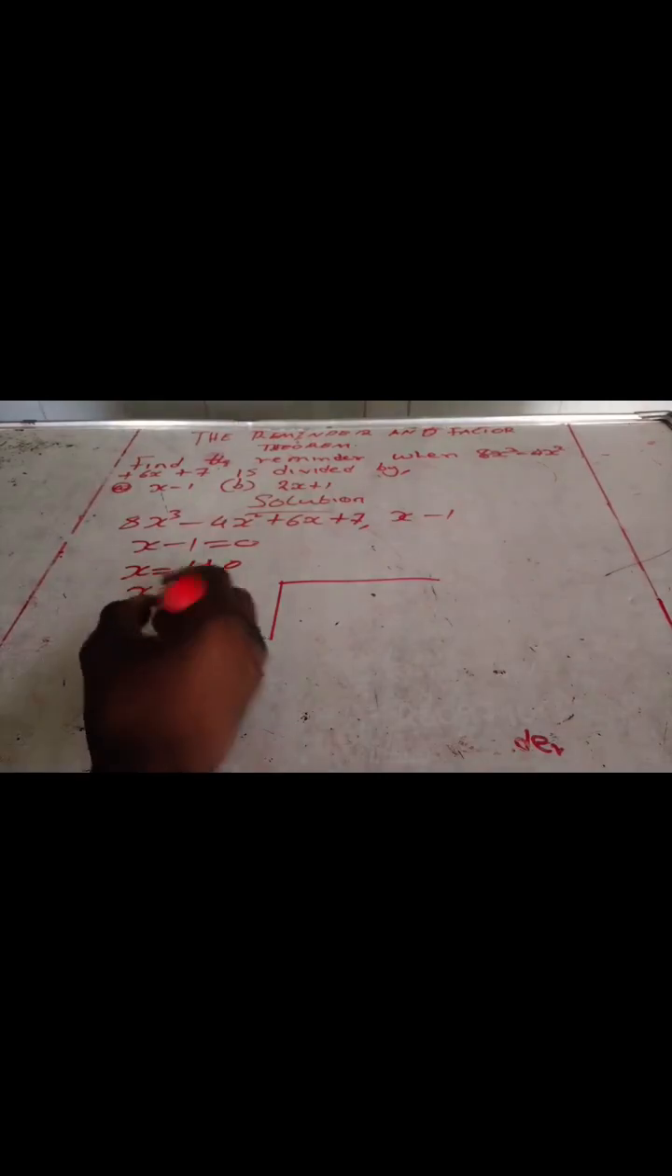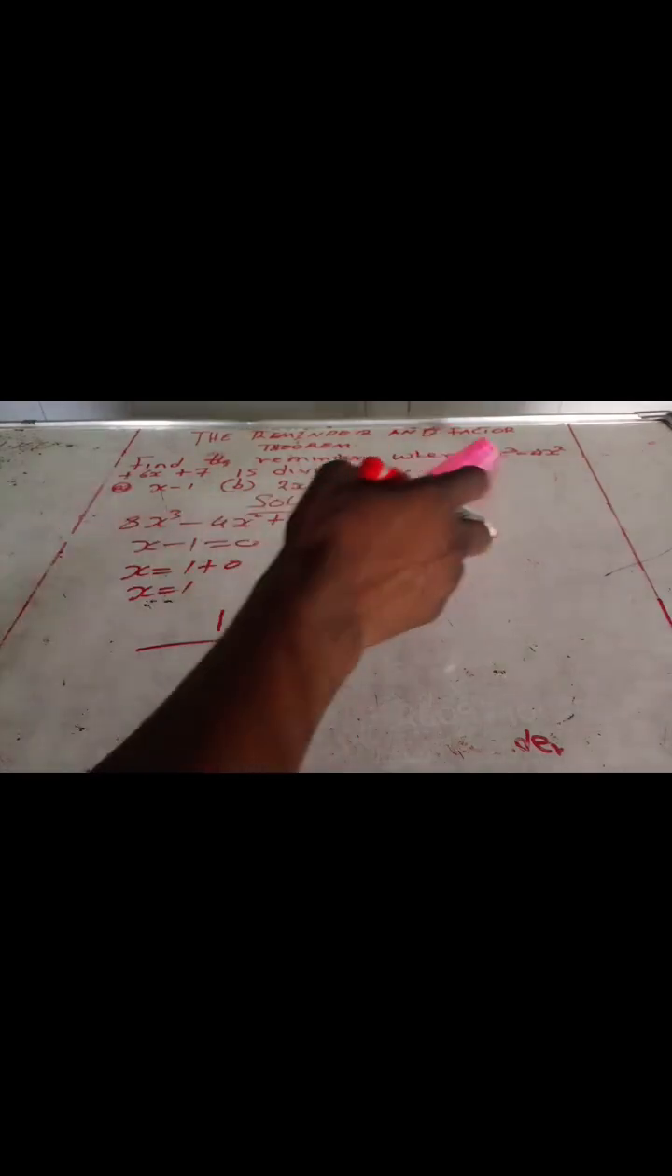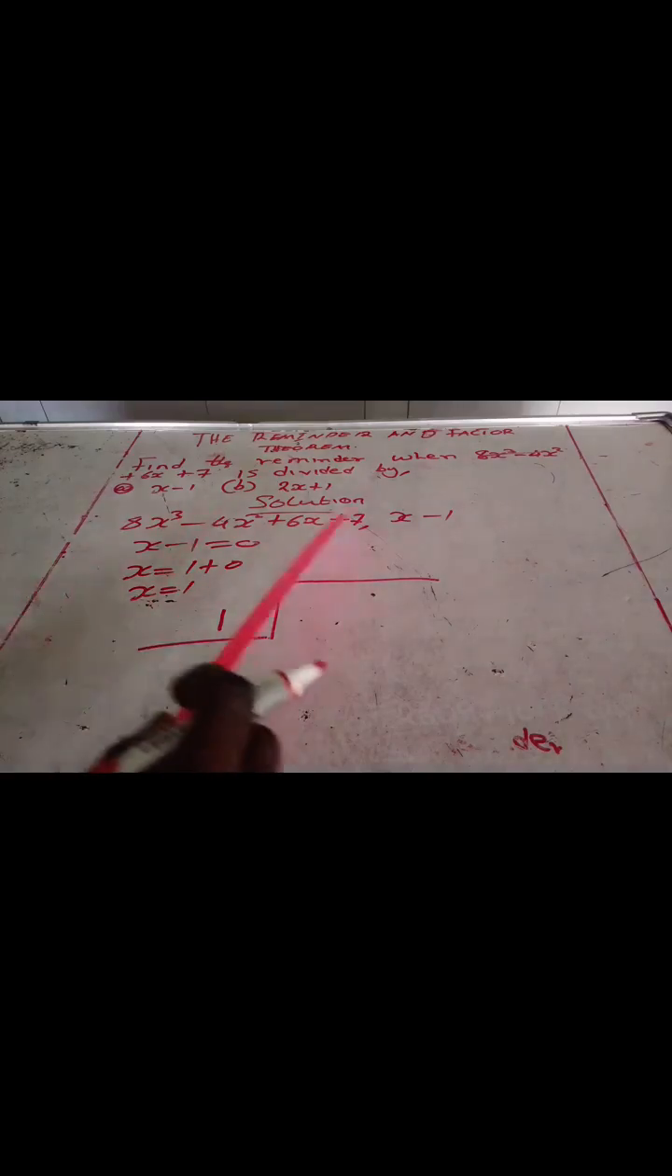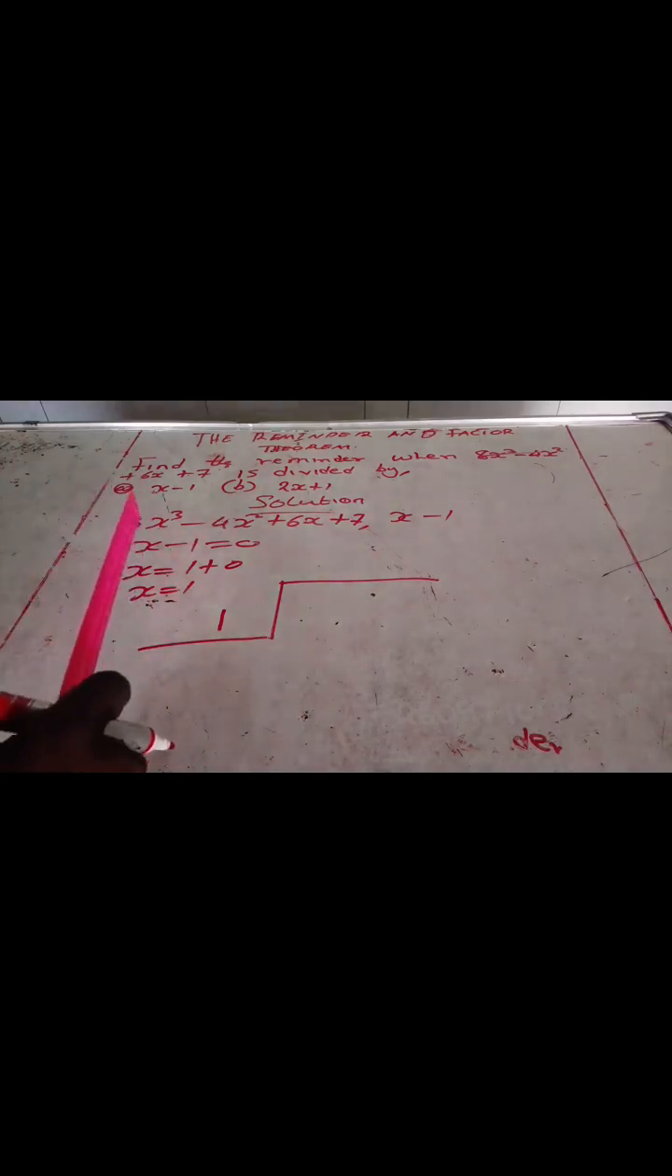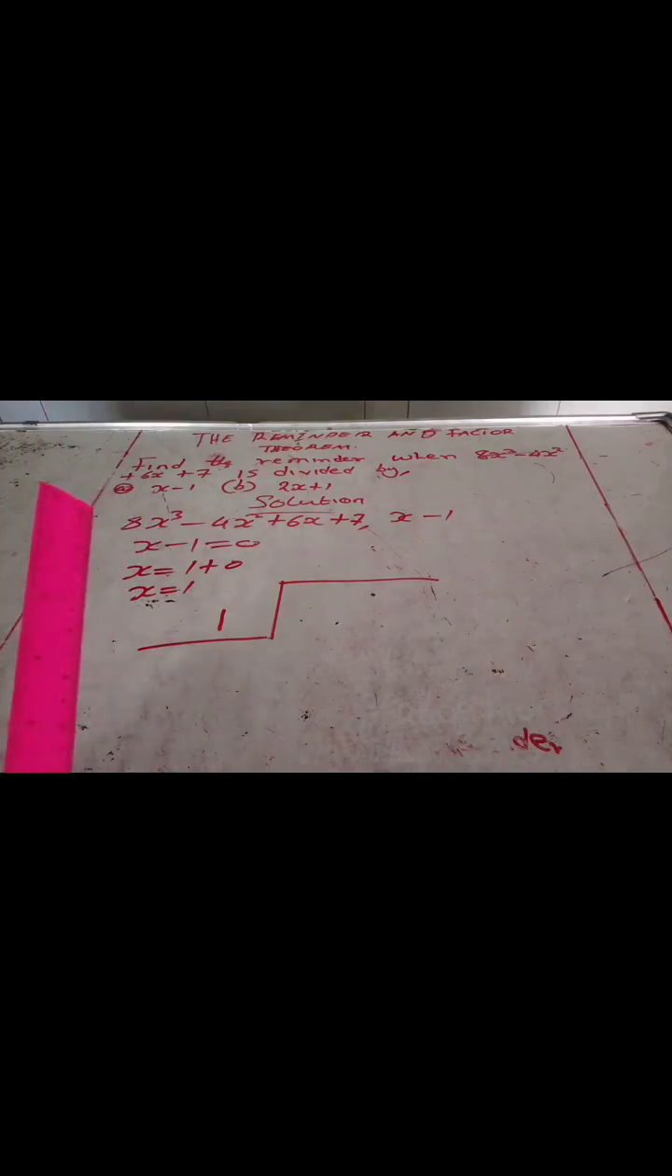So here, we'll put the value of x, the value of the divisor. And then in here, we put the coefficients of the polynomial. So we begin with the coefficient which has the highest power. In this polynomial of ours, 8 is the coefficient with the highest power.